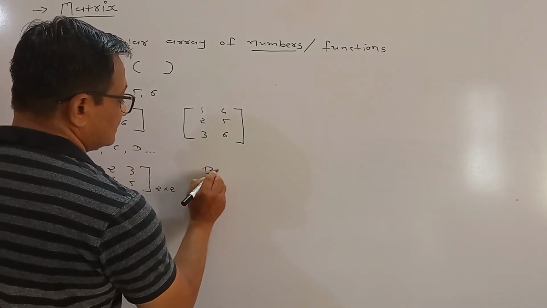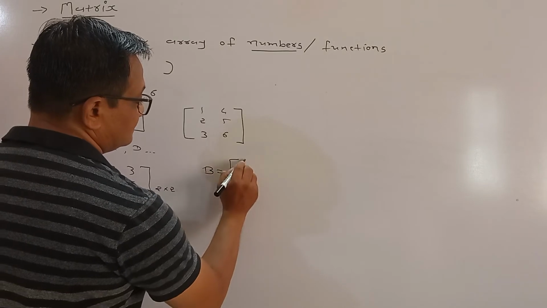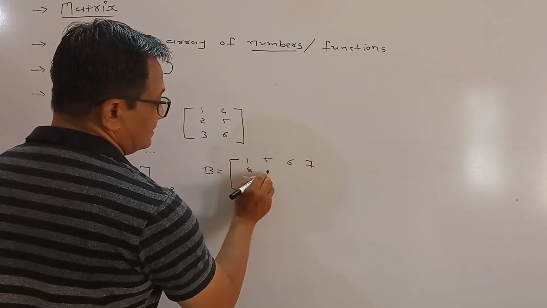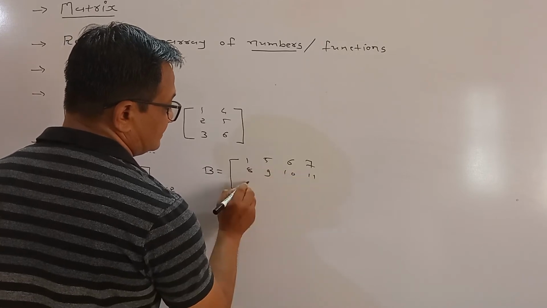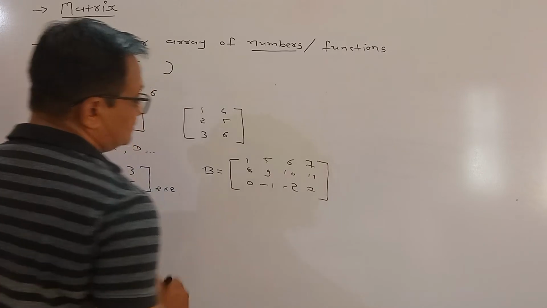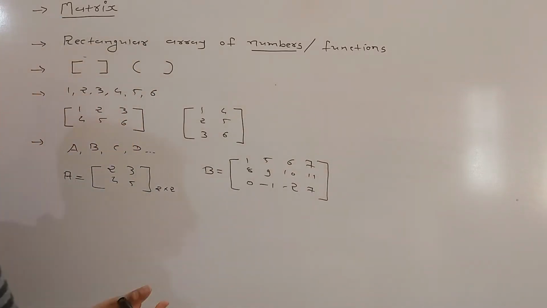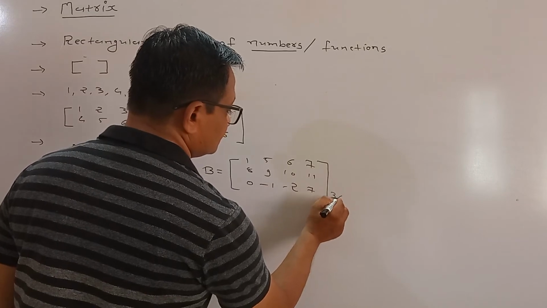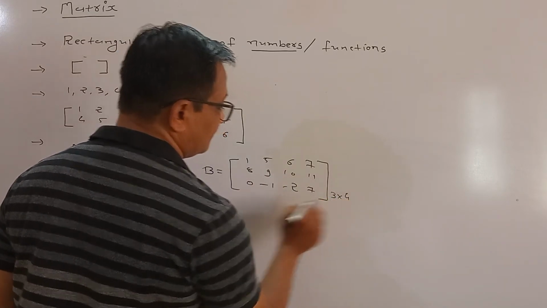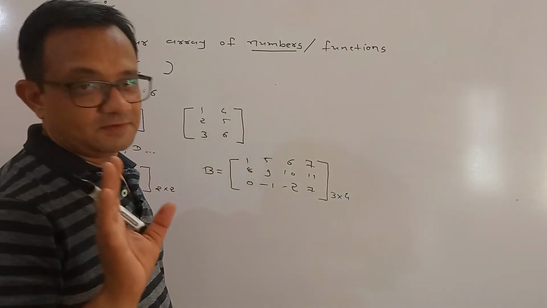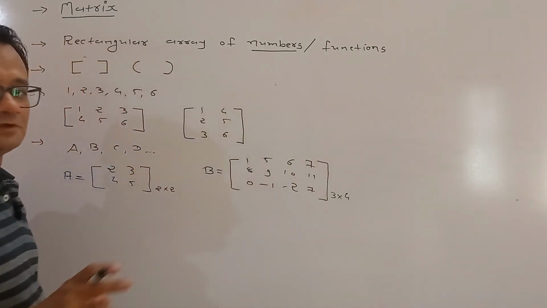Let us take another example. 1, 5, 6, 7, 8, 9, 10, 11, 0, -1, -2 and 7. So in matrix B, there is an arrangement of 3 rows and 4 columns, 3 by 4. So 3 by 4 means an arrangement of a total of 12 numbers in 3 rows and 4 columns.